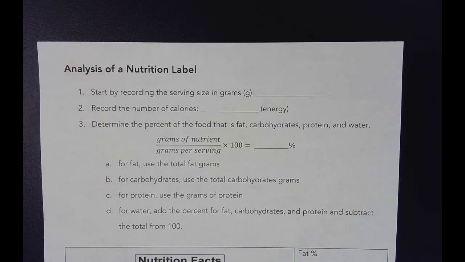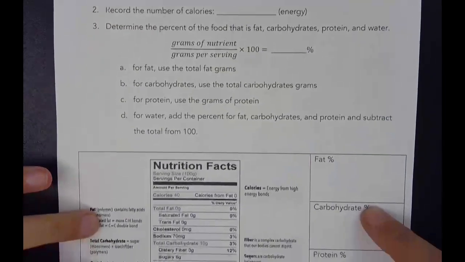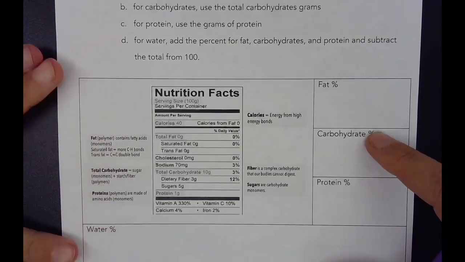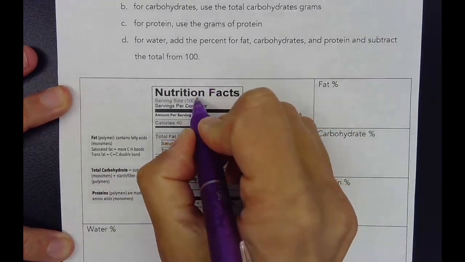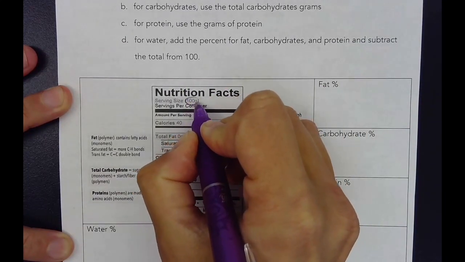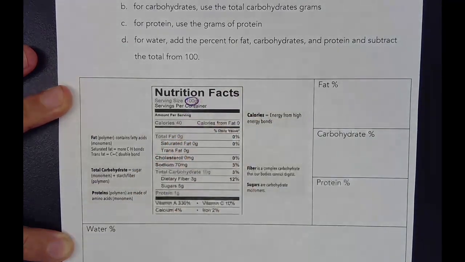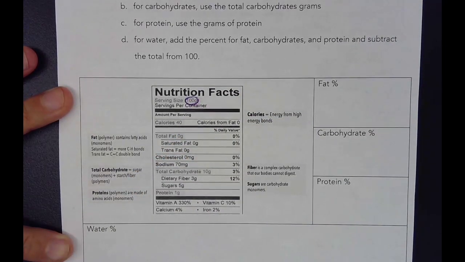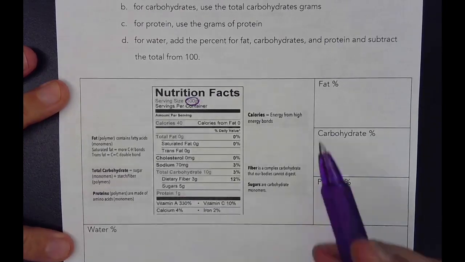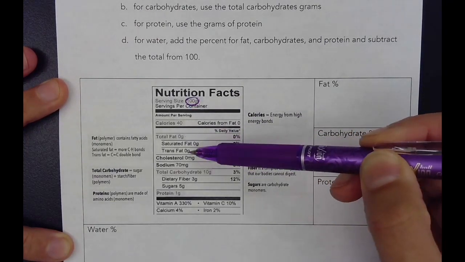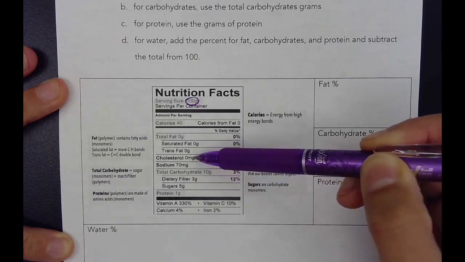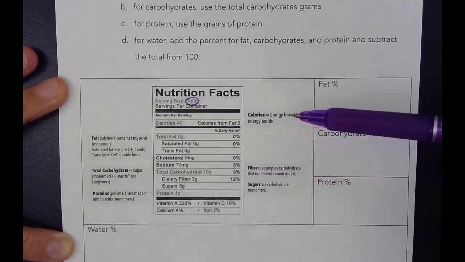So we're going to start by recording the serving size in grams. So I'm going to show you what this looks like. So I've got my nutrition label right here. And the first most important thing is to notice the serving size. And we want to know how many grams are in one serving because we are going to be looking at the numbers here that are in grams or milligrams, but it's still a unit of grams.